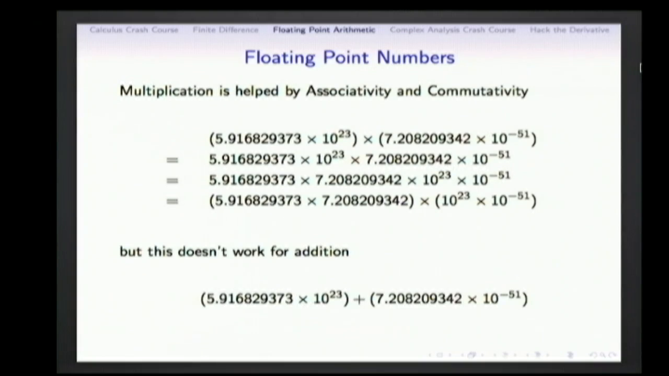If you're trying to do addition or subtraction, which is just another type of addition, this doesn't work. You can't rearrange these. And so in this case, when you try and add this number on the right and you only have 10 digits of accuracy, you're not going to go anywhere. The number on the right might as well just be 0.